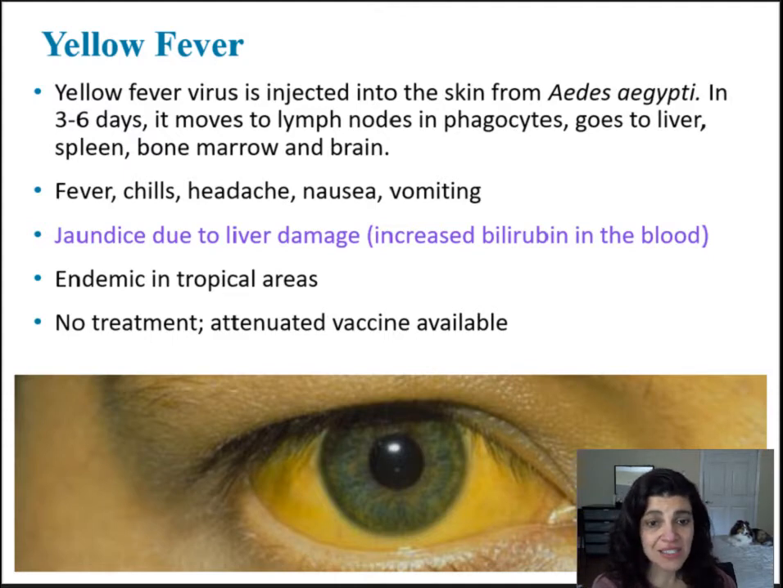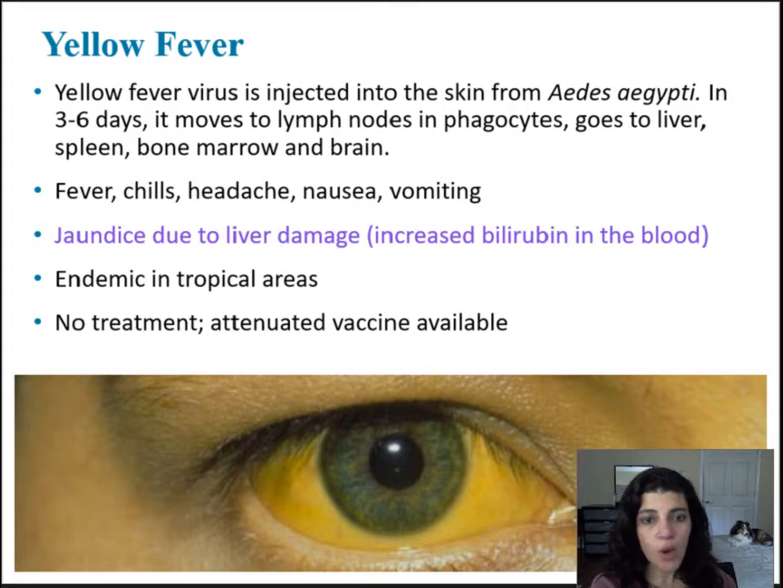There is an attenuated vaccine available that is effective. If you're going to go to an endemic area, which are usually tropical countries, you should get vaccinated before you go. I actually got this vaccine before I visited a country where it was endemic, which is actually my country. It's endemic in Brazil, so I had to take the vaccine before I went.